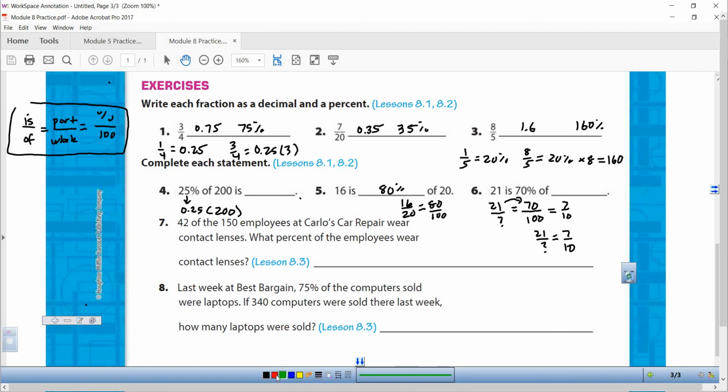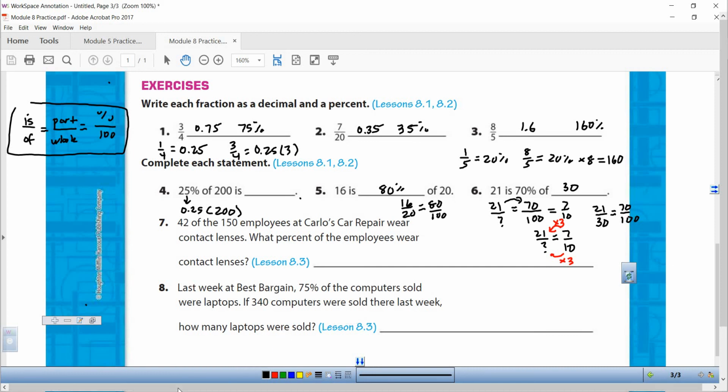Well, now I hope you can see right here that 7 times 3 is 21. So then I need to do 10 times 3, and that's going to give me 30. So what proportion do I end up with? 21 over 30 is the same as 70 over 100. Both of them are going to simplify to 7 over 10.